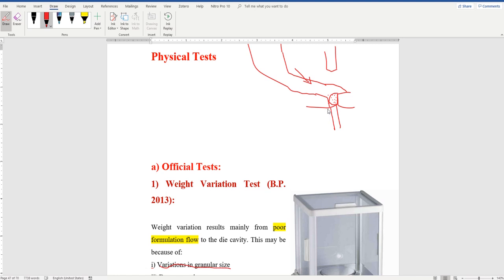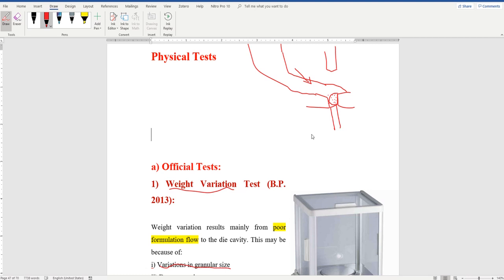Now I want you to remember this very clearly: whatever causes variation in weight will also cause, between brackets, hardness variation. The tablet hardness, between brackets, of course, I like to call it scientifically the mechanical strength of the tablet, will change if there is weight variation. So weight variation also causes hardness variation or mechanical strength variation of tablets.